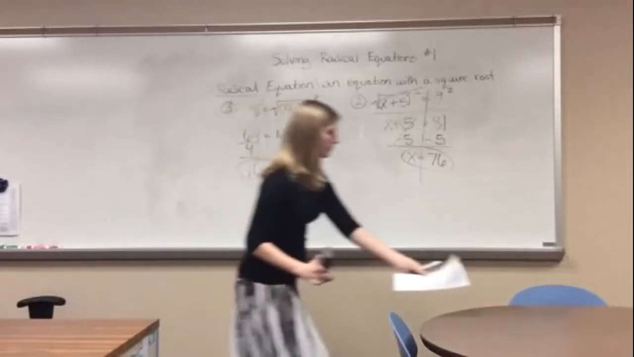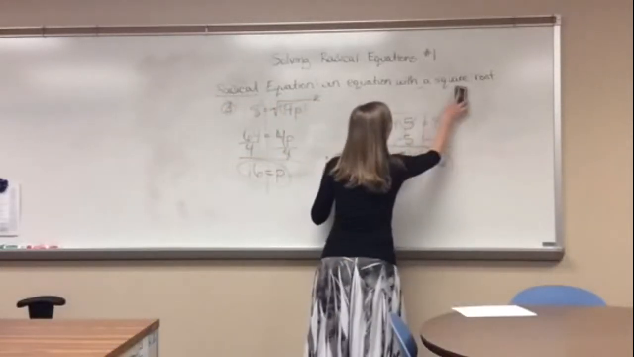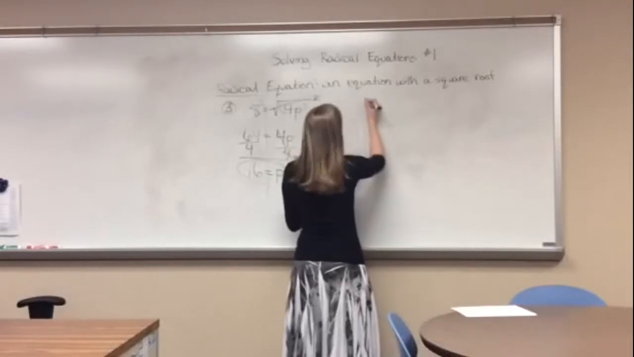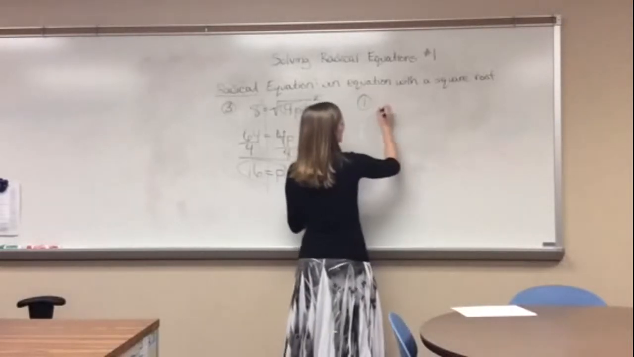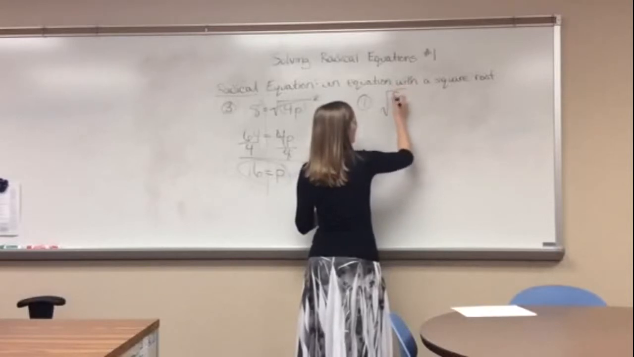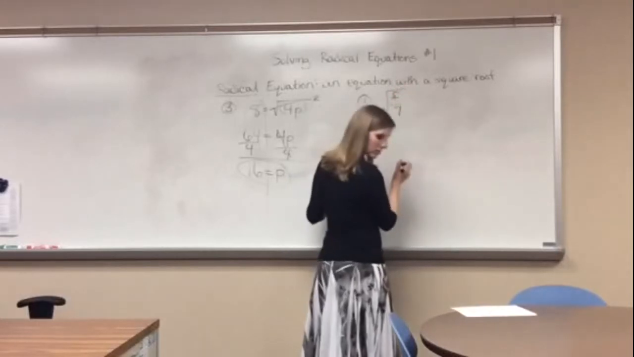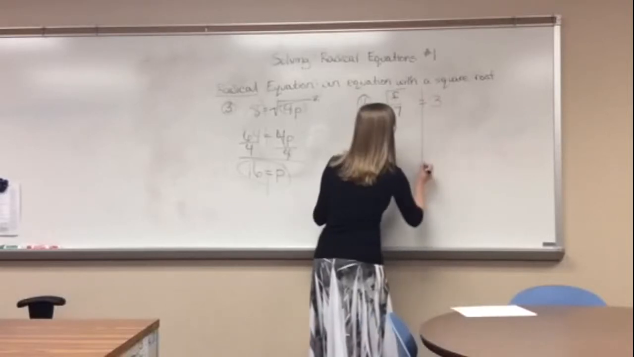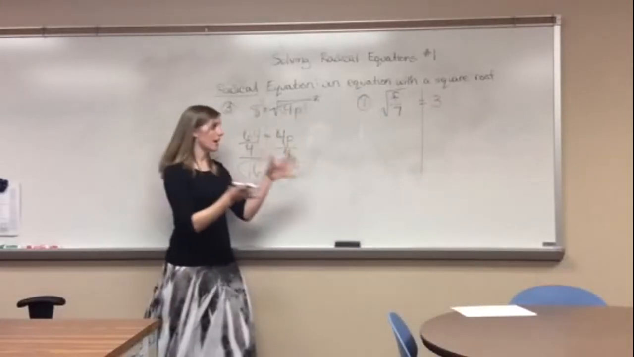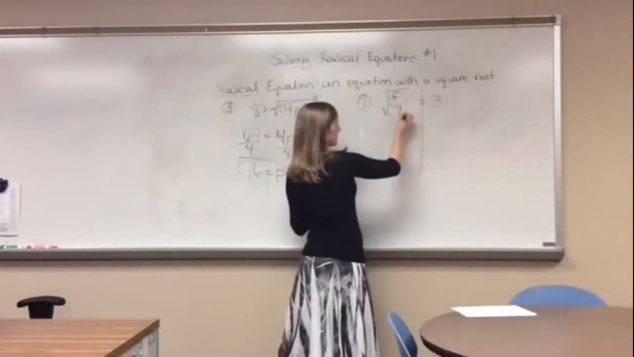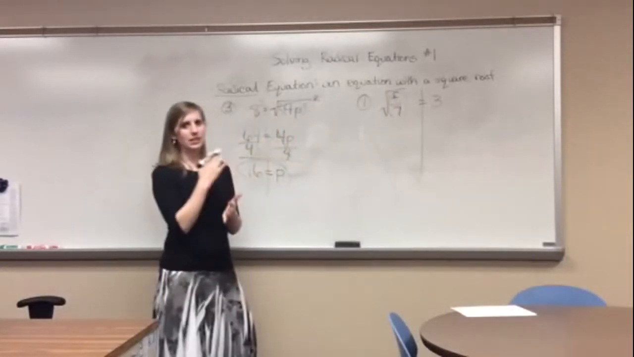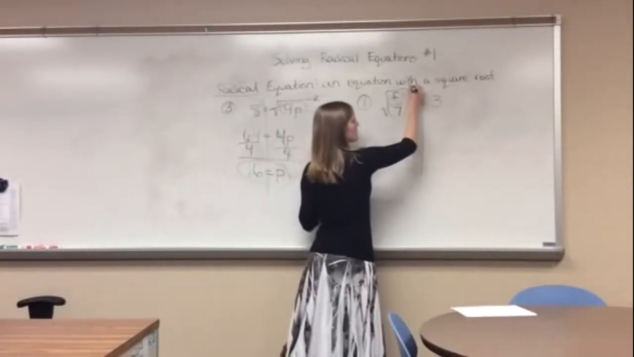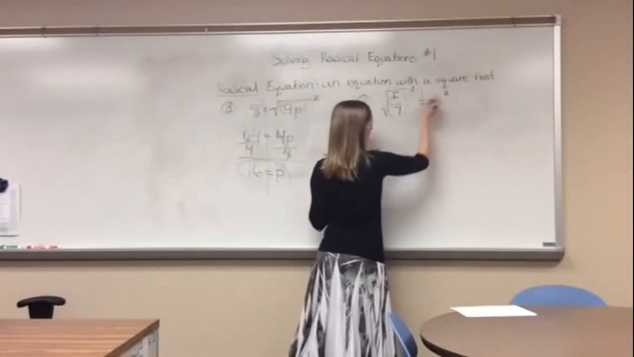Okay, number 4. We have the square root of f over 7 equals 3. Draw our line through the equal sign. Again, the f and the 7, it's as if they were in parentheses together. They're grouped together. You need to get rid of the square root first. So to get rid of a square root, we square both sides. Take it to the second power.